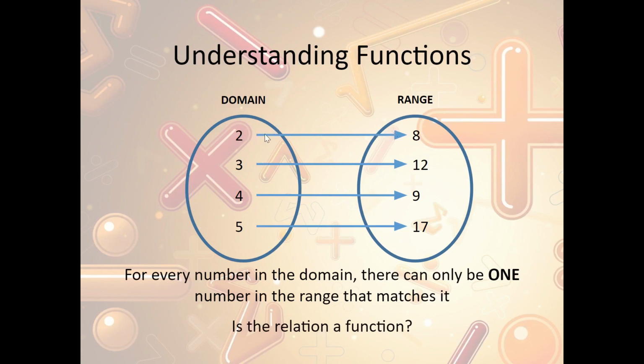So if I look at this, I can see that my 2 is only mapped to 8. I can see that 3 is only mapped to 12. 4 is only mapped to 9. And 5 is only mapped to 17. So therefore, this is a function because there's no split. I don't see 2 going to 2 different places.